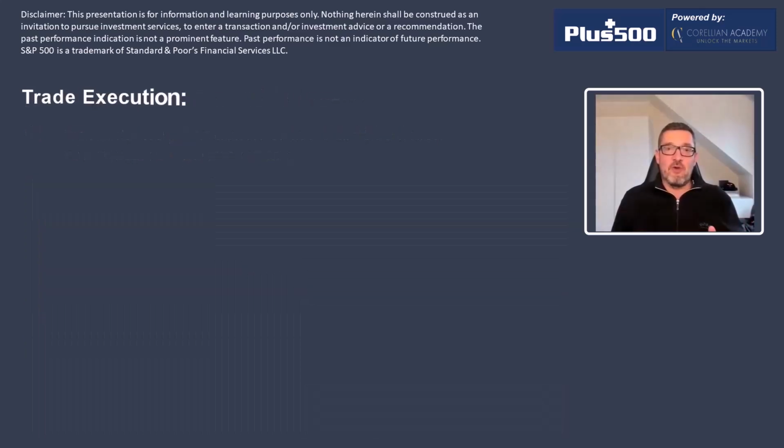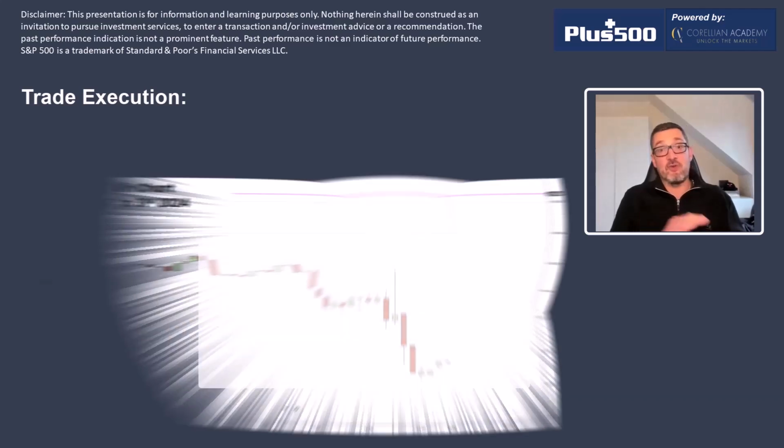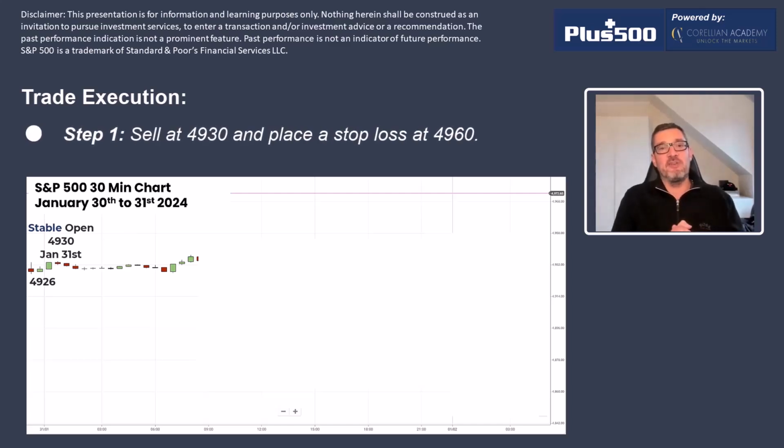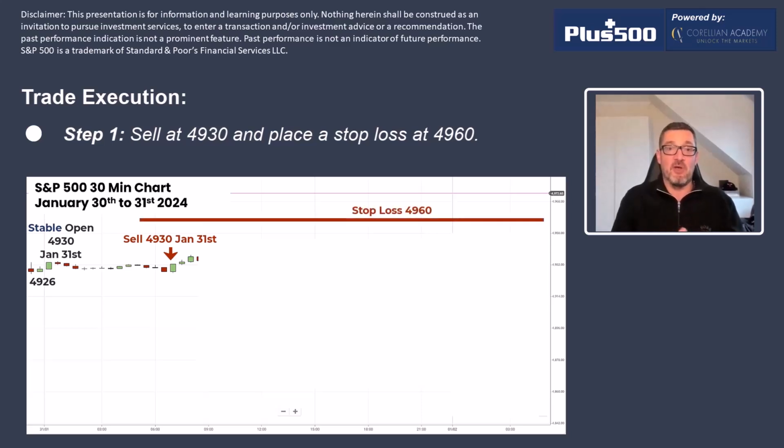The final consideration is trade execution. The market trades stable on Wednesday morning around 4,930. So step 1, I sell at 4,930 and place a stop loss to protect my position on the top side if the trade goes against me at 4,960, above that all-time high I identified at 4,956. I set this stop loss order on the Plus500 system.